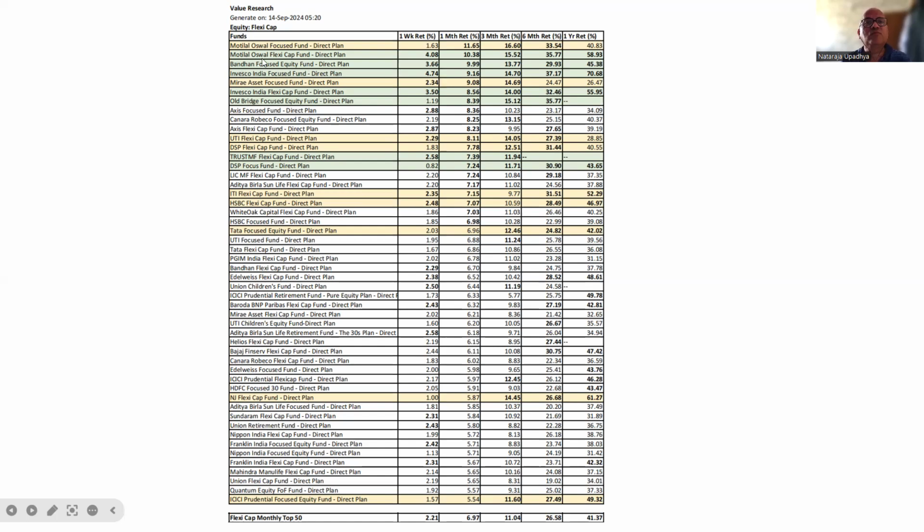The one in green, Motilal Oswal Flexi Cap Fund, 58.93% for the year. Bandhan Focused Equity Fund, 45.38%, not impressive. UNESCO India Focused Fund, 70.68%, pretty impressive. UNESCO India Flexi Cap Fund, 55.95% for the year. Old Bridge Focused Equity Fund, 35.77% for 6 months. Trust MF Flexi Cap Fund, 11.94% for 3 months. DSP Focus Fund, 43.65% for the year.